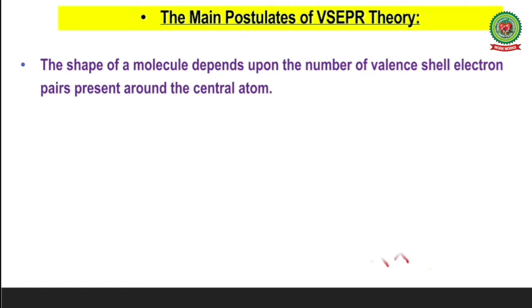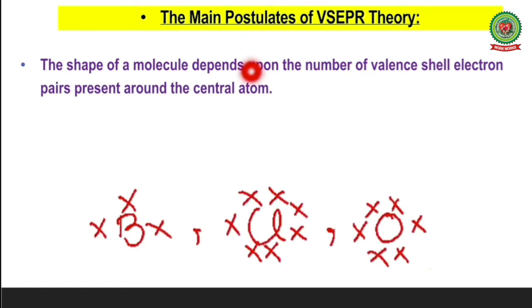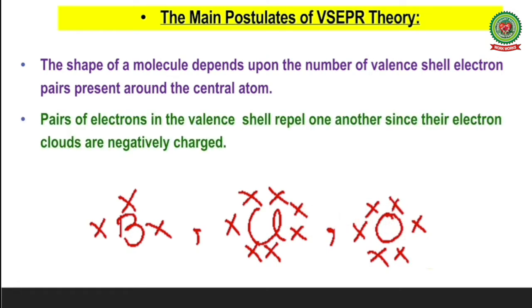The first one is that the shape of a molecule depends upon the number of valence shell electron pairs present around the central atom. Supposing the central atom is boron, we know that the valence electrons present in boron are 3 because the atomic number of boron is 5. Similarly, the valence shell of chlorine consists of 7 electrons and that of oxygen consists of 6 electrons. Pairs of electrons in the valence shell repel one another. We know that because they are negatively charged, there will be repulsion.